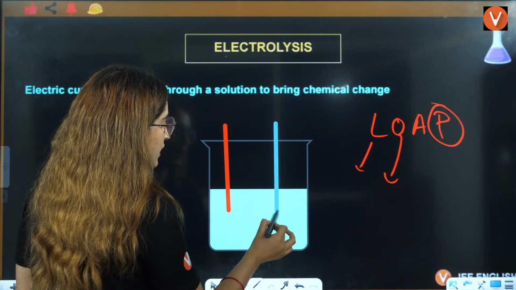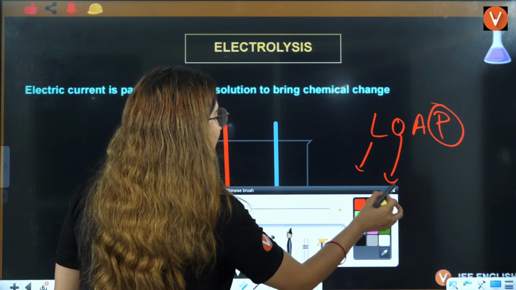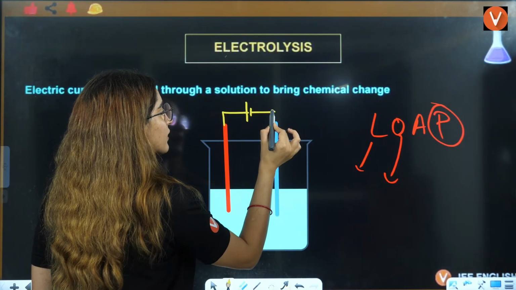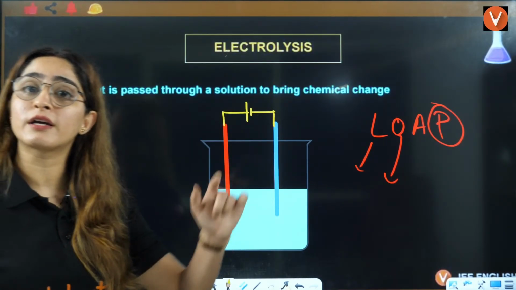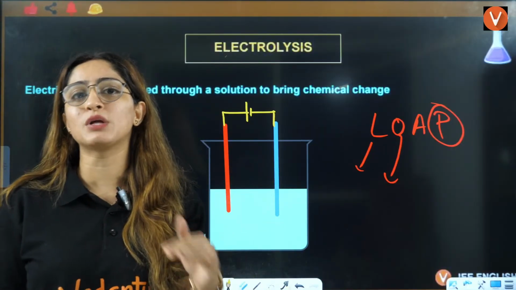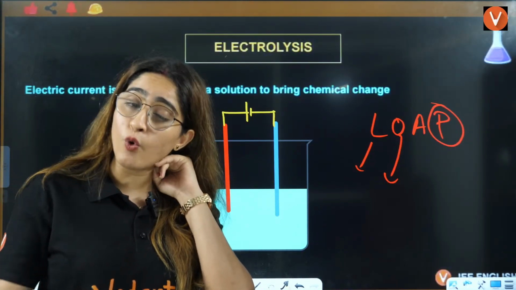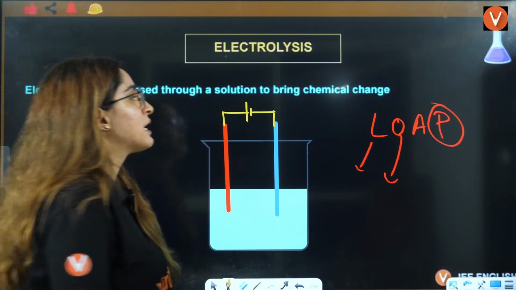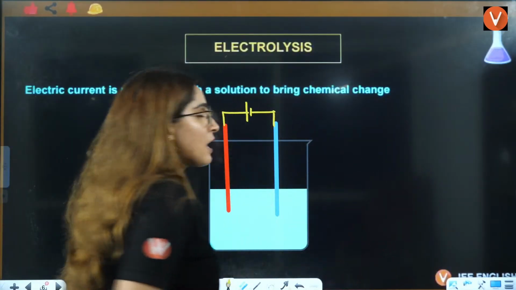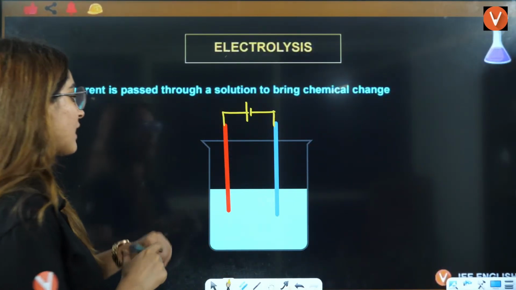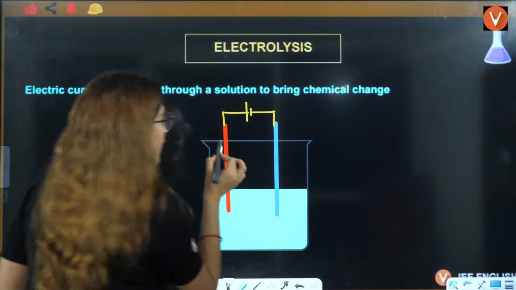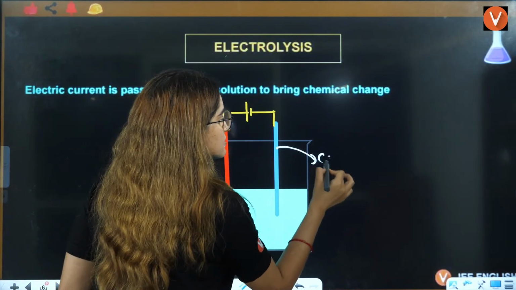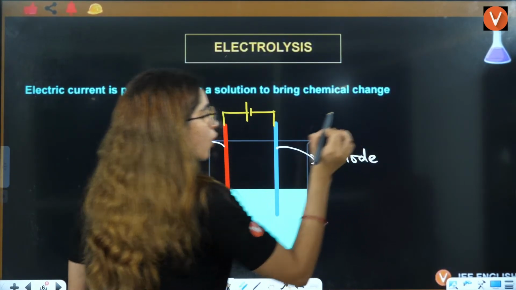Now what will happen? The difference is that here the anode will be connected to the positive terminal of the battery. In an electrochemical cell, the anode is negative, and here the anode is connected to the positive terminal. That is the first difference. Now, the second difference: I'm writing here, this is anode and this is cathode.